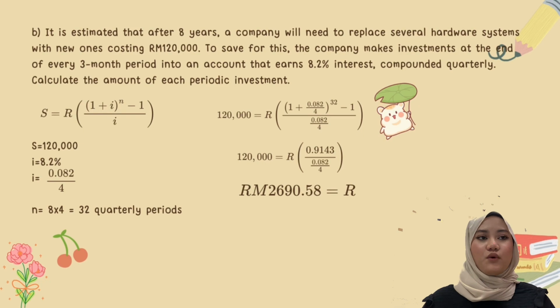So now, we substitute the given values into the formula to find R, the periodic investment amount. After solving the equation, we find that the company must invest 2,690 ringgit 58 cents at the end of every period to reach 120,000 ringgit in 8 years.